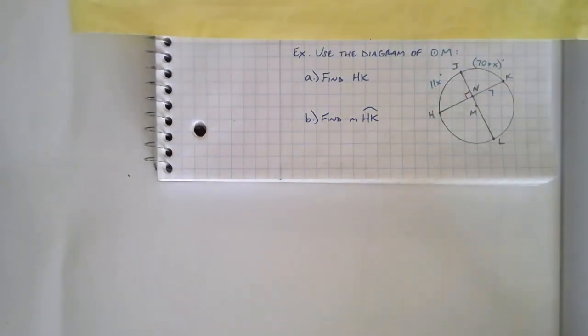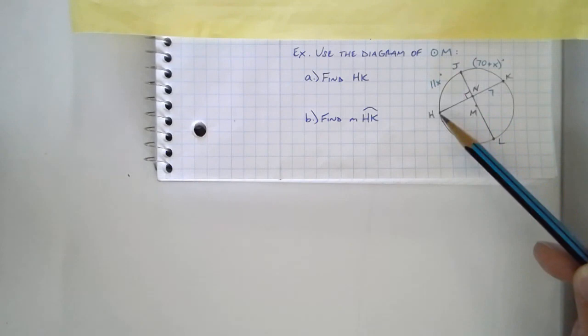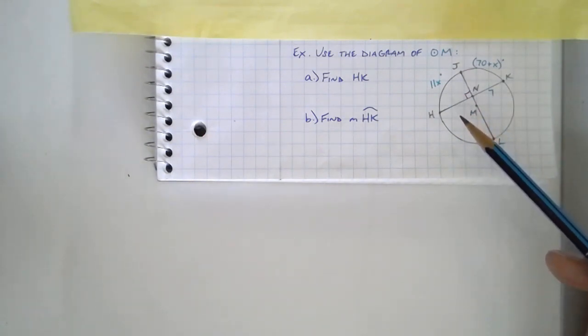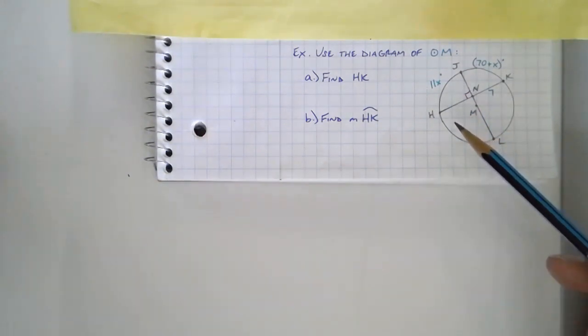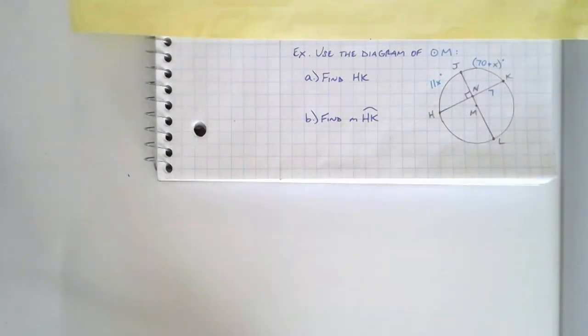Okay, and then they give me some other information here. I have another chord, HK, that's crossing this diameter that I now know it's a diameter. So I get this T shape, X shape, whatever you want to think of it as, in the middle of the circle. Okay, this Xbox logo, if you want to call it that. All right, so in this diagram, I'm asked to find two things.